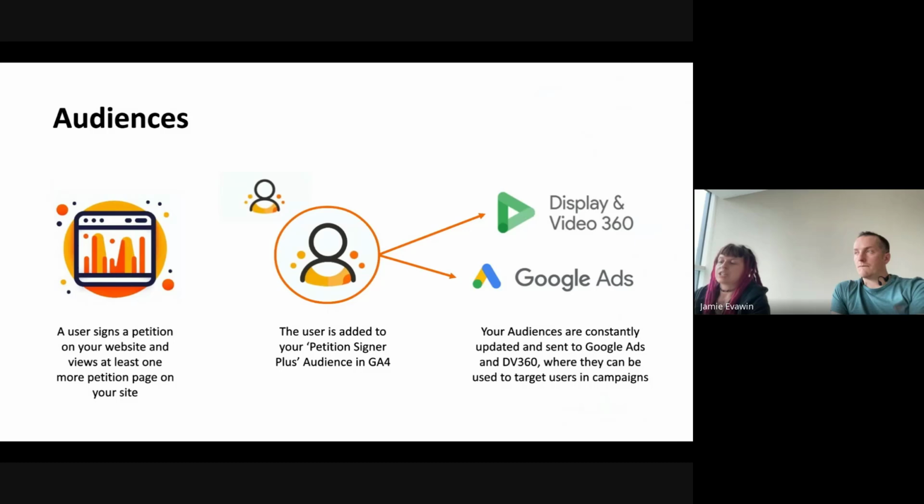So you might have an audience that looks for users that have signed a petition and they've also viewed another petition page, which gives you a signal that these users might be willing to sign more petitions, or maybe they might be more likely to donate than users that haven't done that. So anytime a user goes onto your website and signs a petition, then looks at another petition, they'll be added to your audience. You can then export this audience to platforms like DV360 and Google Ads, and you can use that to target and retarget users, maybe with a specific campaign, or to bring them back to the petition page that they viewed to try and increase the number of signatures you get or increase donations.